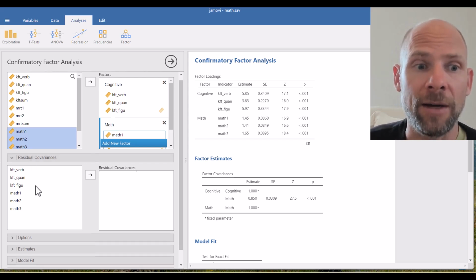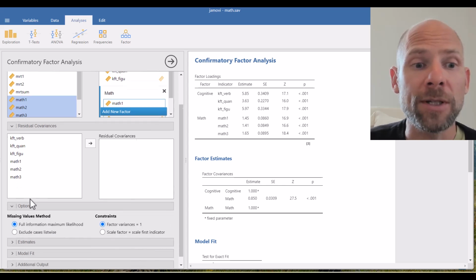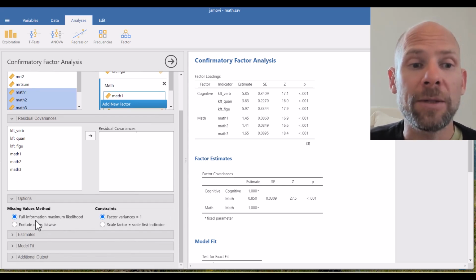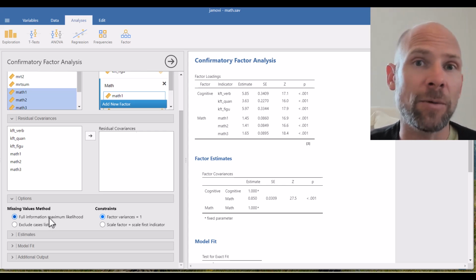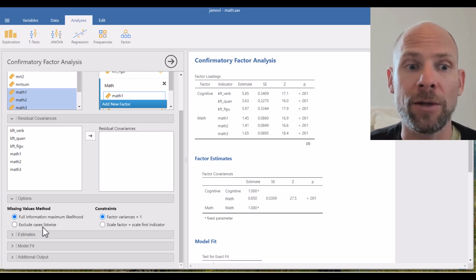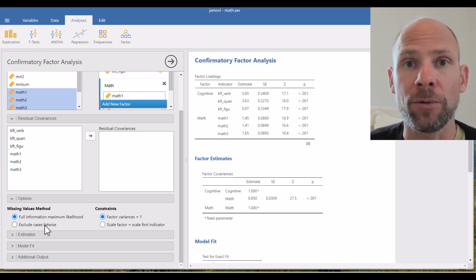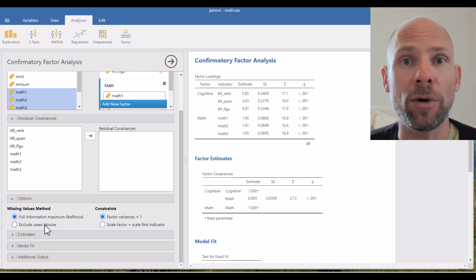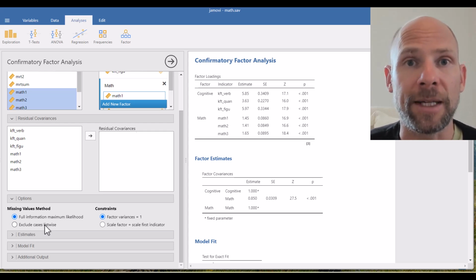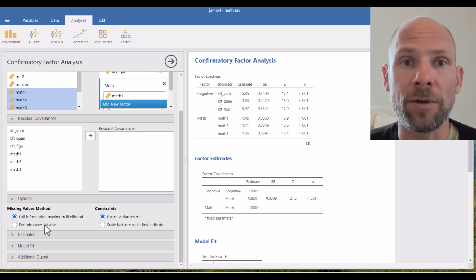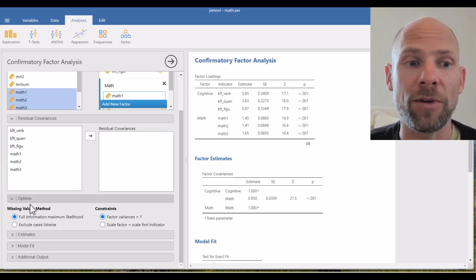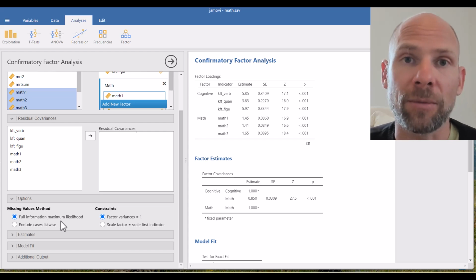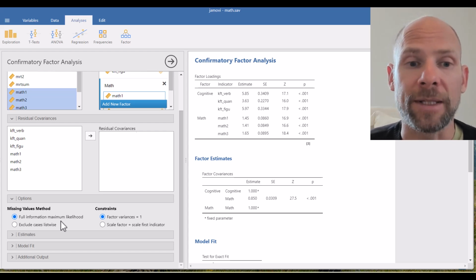Under options, you can then see that the model is being estimated by using full information maximum likelihood estimation with missing data, and that's what you typically want. So you don't want to use listwise deletion because you would lose cases and you would make more restrictive assumptions about the missing data mechanism than you would with full information maximum likelihood. So that's a good thing that Jamovi uses full information maximum likelihood and includes all available data.